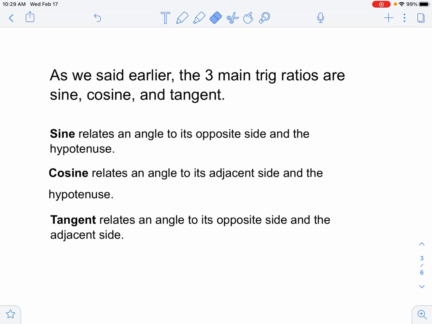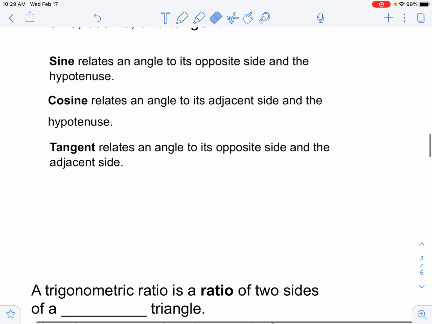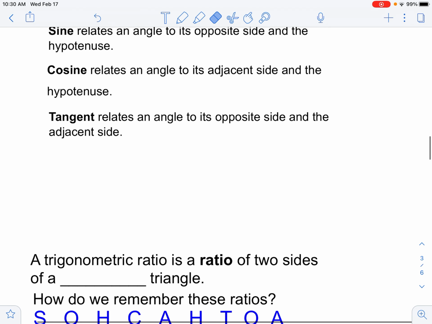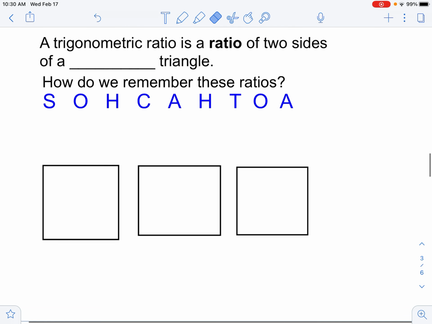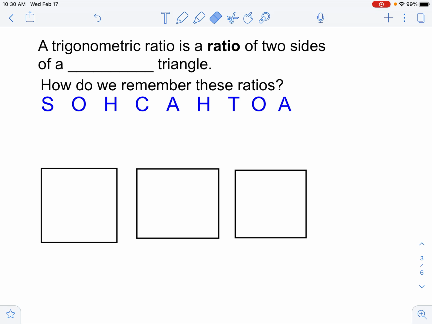Okay. So as we said earlier, the three main trigonometric ratios are sine, cosine, and tangent. So here's what they each are. Sine relates an angle to its opposite side and its hypotenuse. Cosine relates an angle to its adjacent side and the hypotenuse. And then tangent relates an angle to its opposite side and adjacent side. Now, if I told you right now, you need to know this, it's hard to remember when they're written like sentences like this. So we have a way of remembering it, and it's called Sohcahtoa.